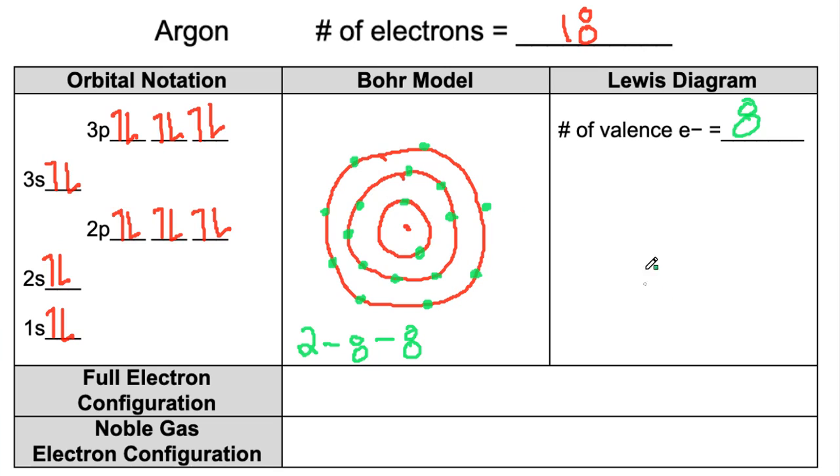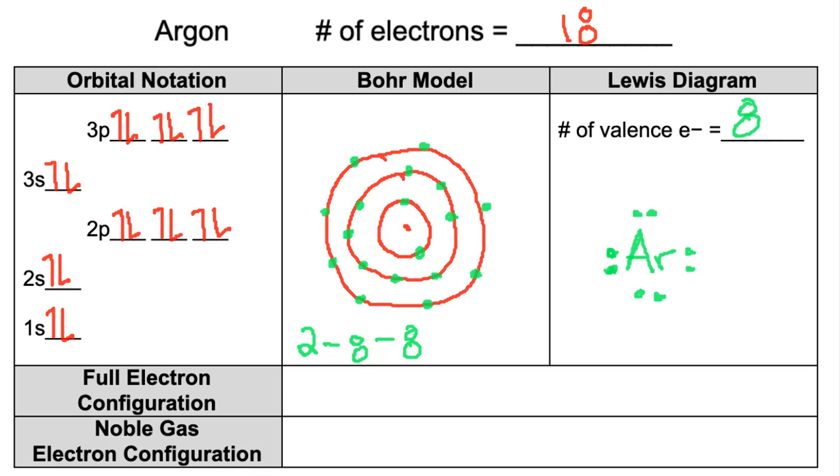Lewis diagram for argon. Argon is symbol Ar, and because there's 8 valence electrons, I would draw 8 dots around the symbol Ar. Okay, that's the Lewis diagram.